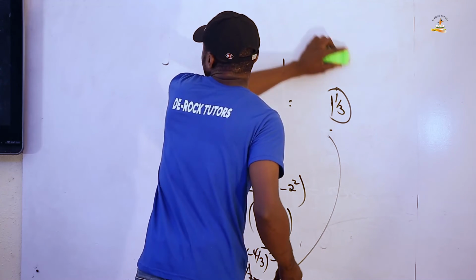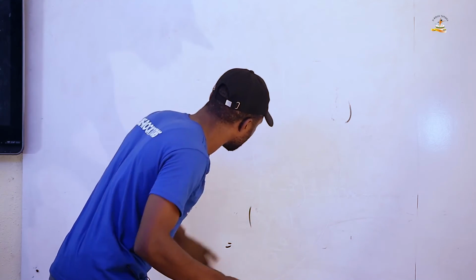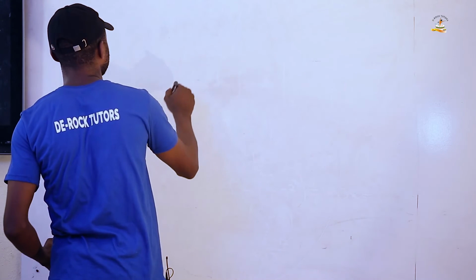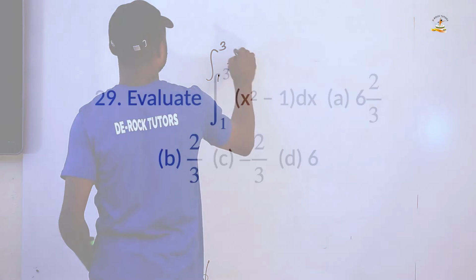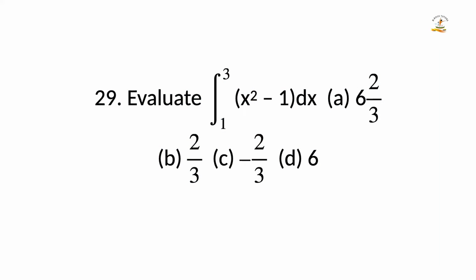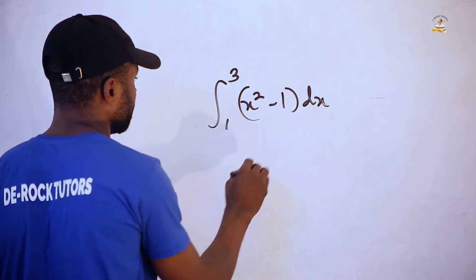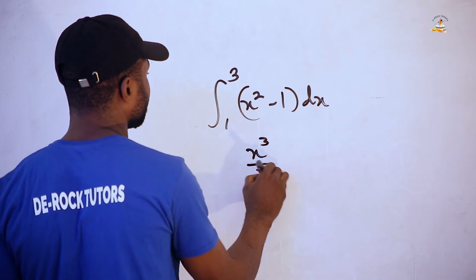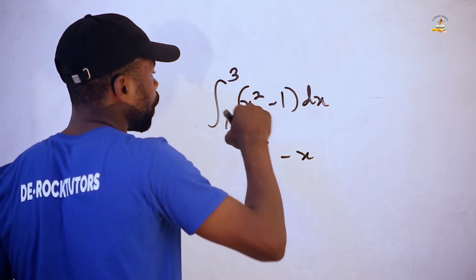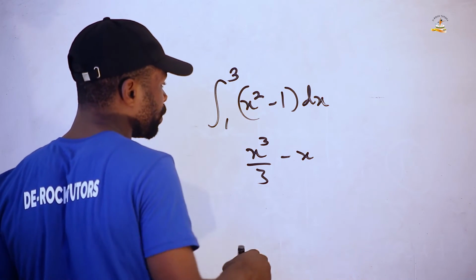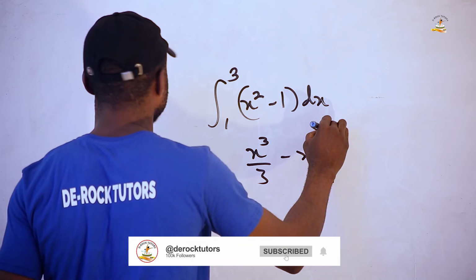Question number 29 is still the same thing. From here, we will integrate from 1 to 3 of x squared minus 1 dx. If we want to integrate this one, we will follow the previous pattern. This will give us x raised to power 3 over 3 minus x, because if you integrate minus 1, it's like you're integrating minus dx. So you have x, and the limits are 1 to 3.